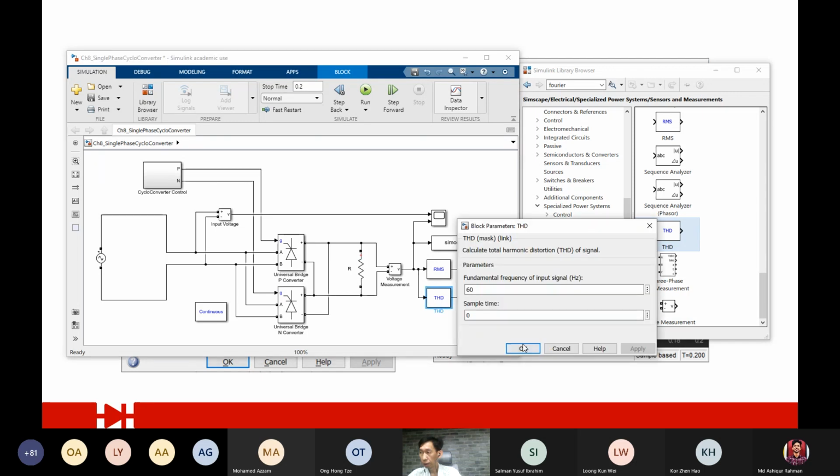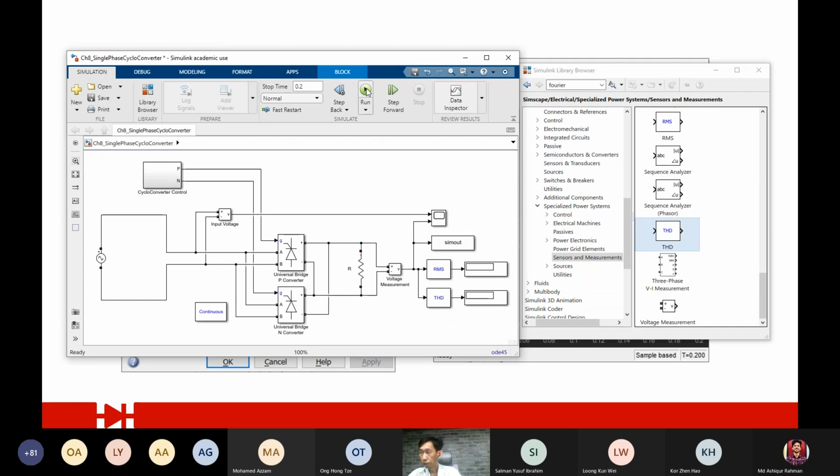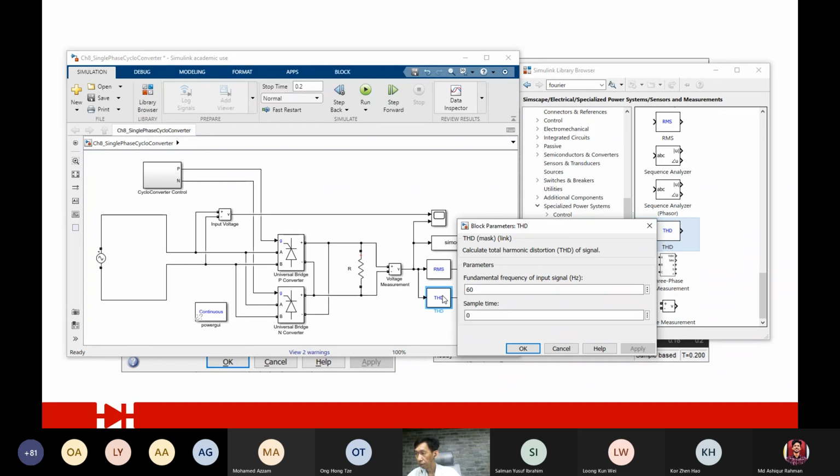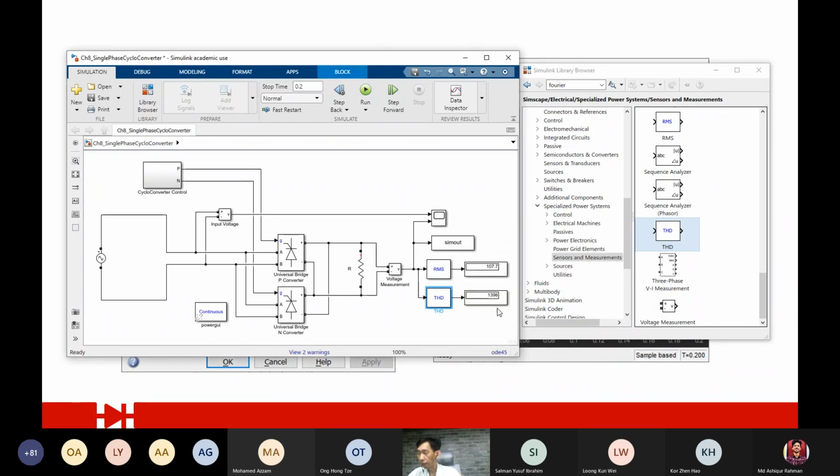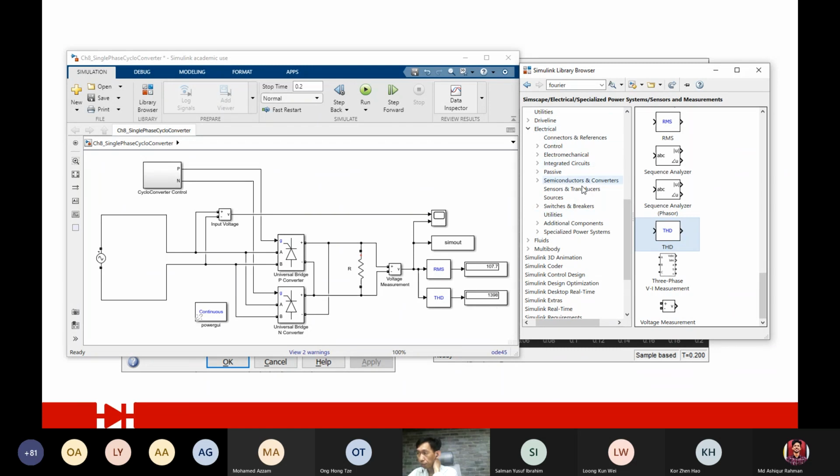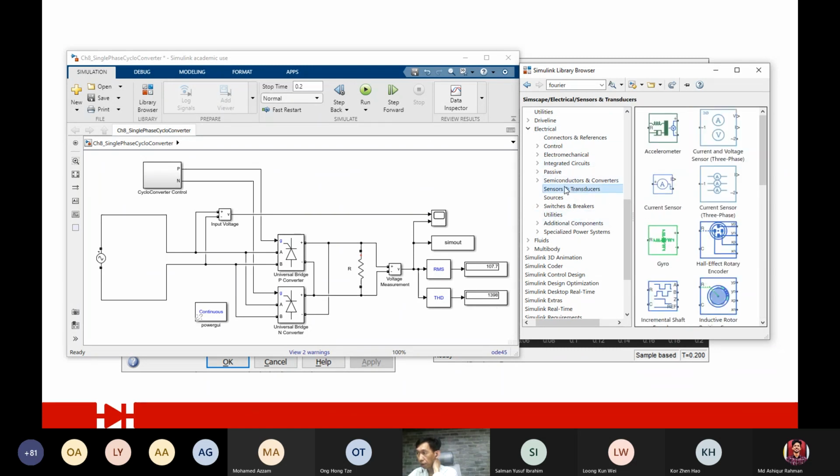60 Hertz, nothing much to change. Wow, 1,000 something. It's quite high. THD, not sure if this one is percentage or not. Anyway, it will show a very high THD. And I think there is another THD block here. There are 2 in this electrical system. I'm not sure which one it is.